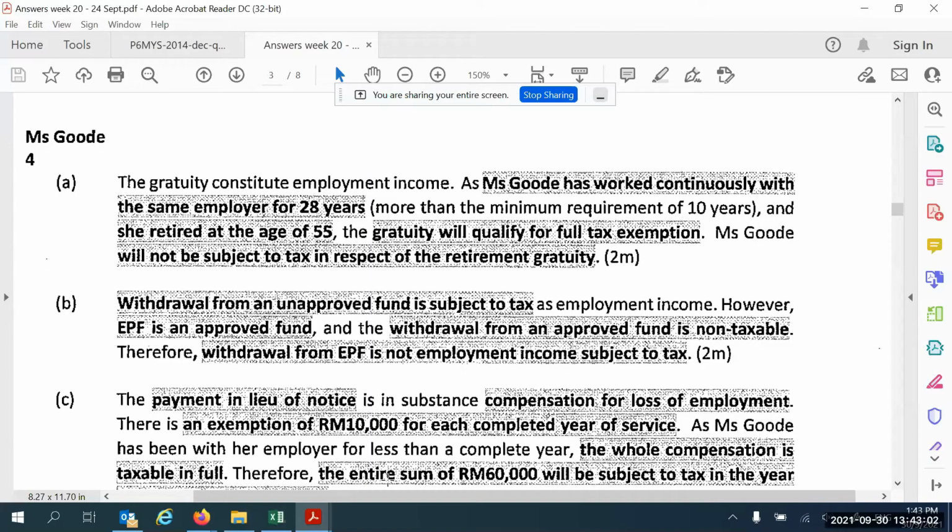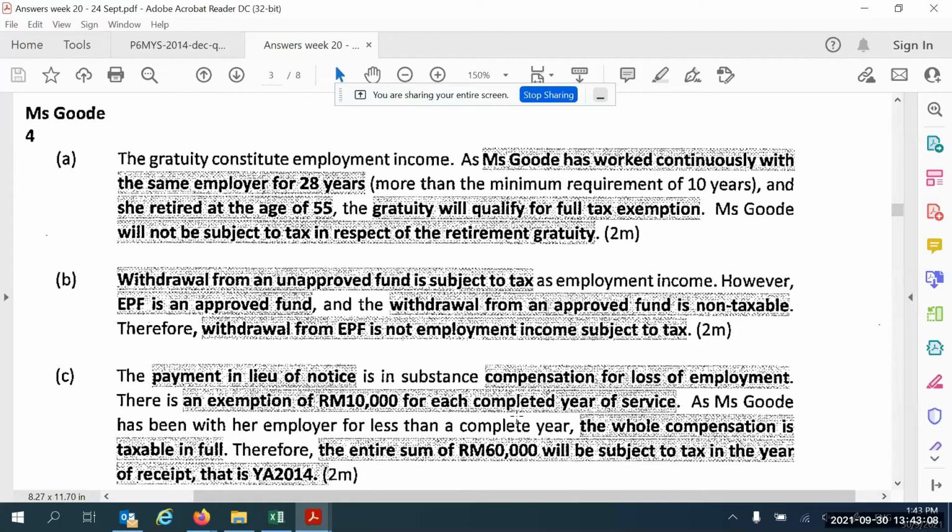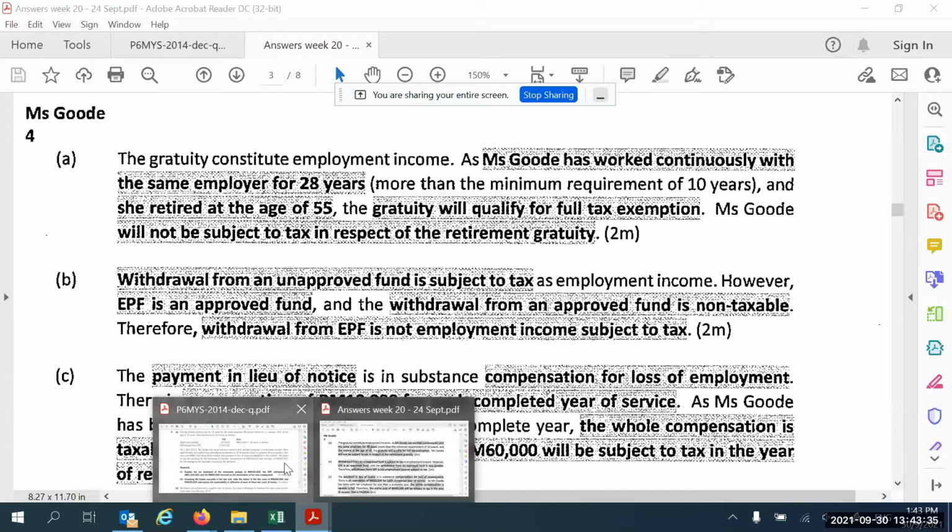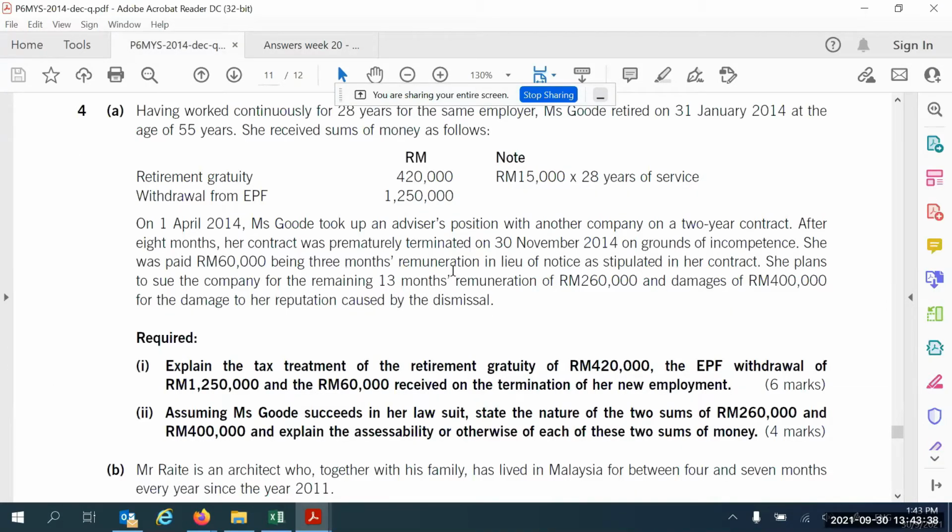Then mention the rule, the exemption. And then mention that she worked only 8 months, so the entire sum will be subject to tax. So you have to write specifically, linking the conditions to the rules, and then you can get the marks. Now you must be alert. She only worked for her new employment for 8 months.